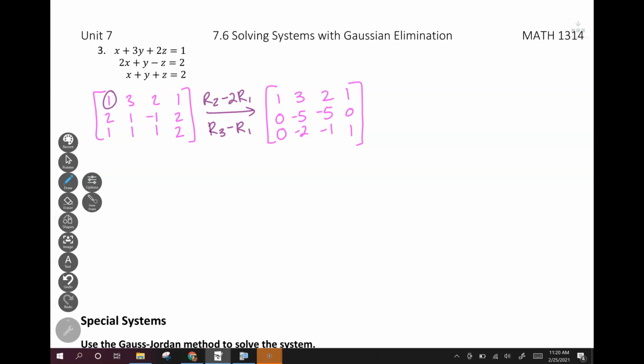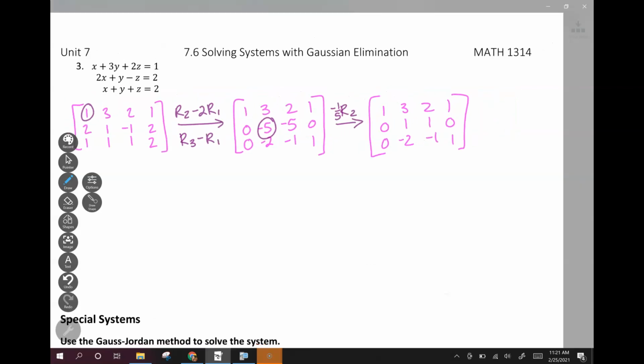Now we're going to move to second row, second column, making this negative 5 into a 1. That's the next thing you want to do. So I'm going to do that by multiplying that row by negative 1/5. So I'm going to do row 2 times negative 1/5. That will make that negative 5 become a 1. So 1, 3, 2, 1, 0, 1, 1, 0. Didn't change row 3. Perfect.